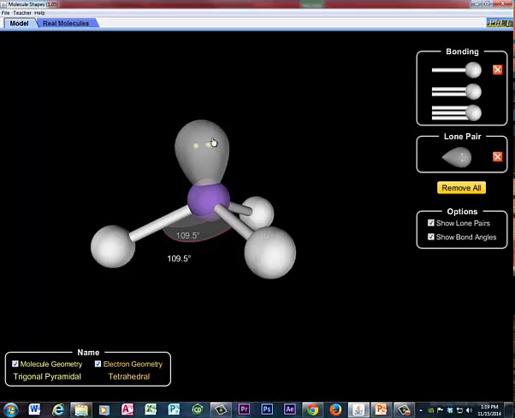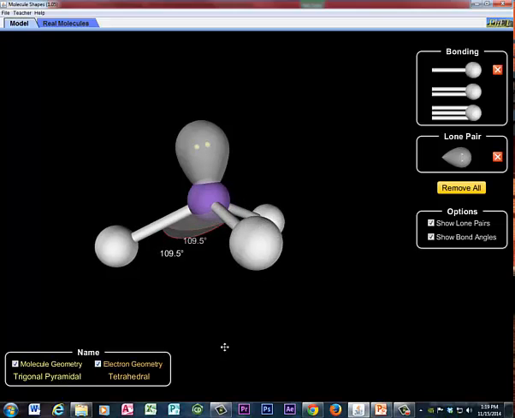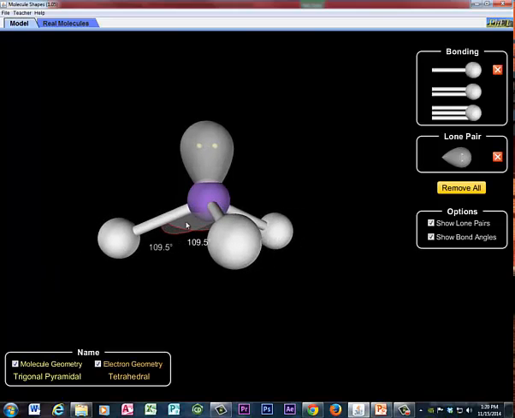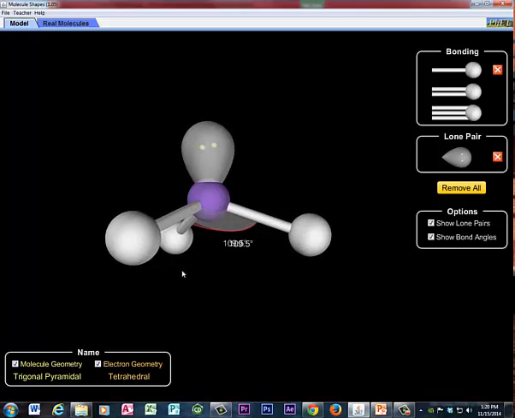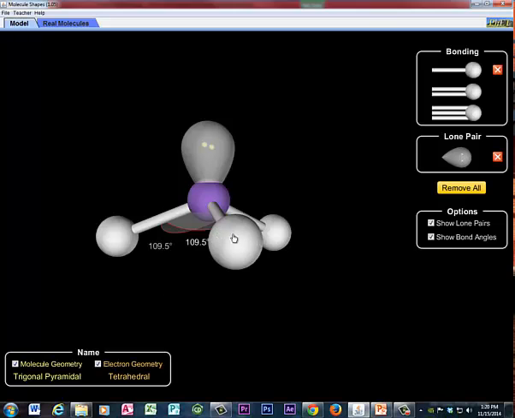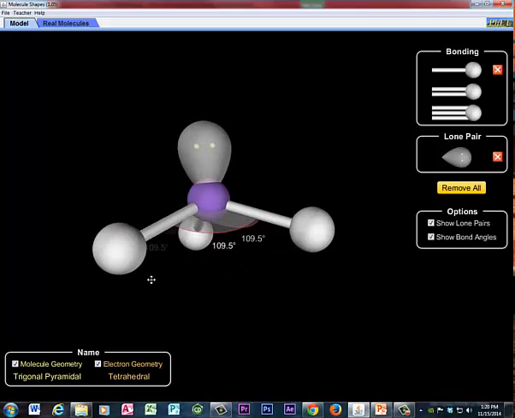But because of this non-bonding pair of electrons, we have a molecular geometry that is different. We call it trigonal pyramidal. I think you can see with the hydrogens down here and the nitrogen here, it makes a little 3-sided pyramid. So if I were to put a plane over here and a plane over here and a plane on the other side, it would make this little pyramidal structure, and it's trigonal pyramidal because it's 3-sided.